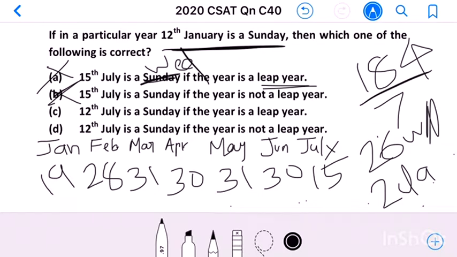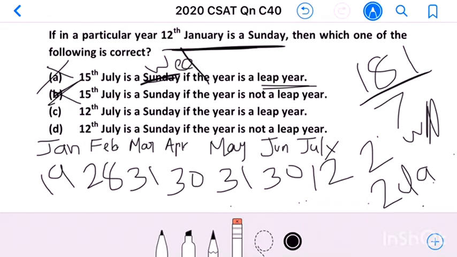Before that, we do option D. 12th July is a Sunday if the year is not a leap year. So here, 12th July is decreased by 3 days from here. Then this becomes 181. That means 25 weeks and 6 days. At the end of this 26th week, it will be a Sunday. But therefore, this is also not our answer.